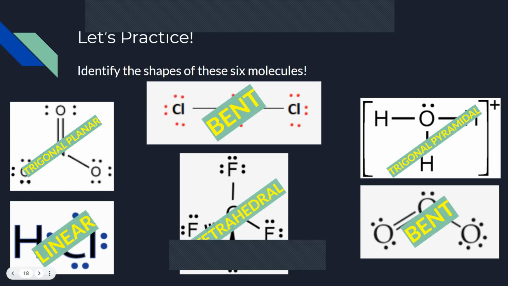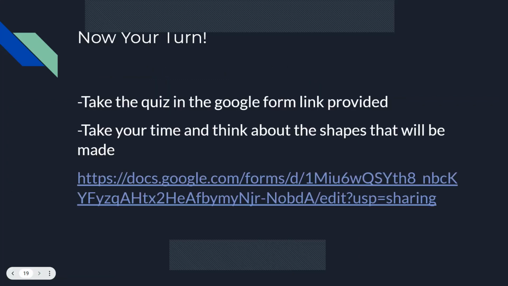So practicing with these 6 molecules gets us to these different types of shapes. Now it's your turn. So take the quiz in the Google form link provided. Take your time and think about the shapes that will be made. Good luck.